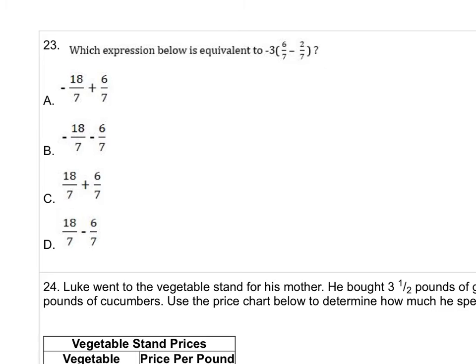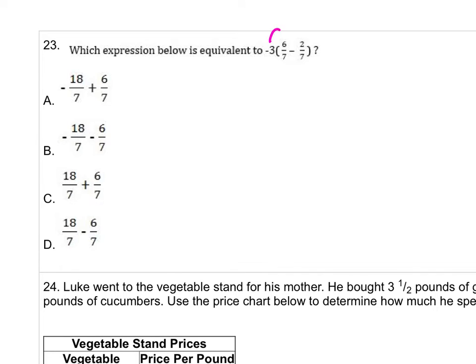Number 23. Which expression below is equivalent to negative 3 times the group 6/7 minus 2/7? Now, I could solve this expression entirely and then solve all of these expressions and see which ones are the same. This one, I noticed that I've got a number plus or minus a number in all my answer choices. So I'm going to just use the distributive property.